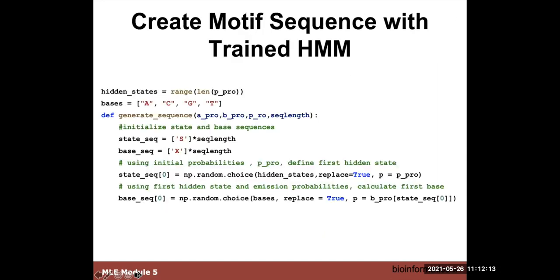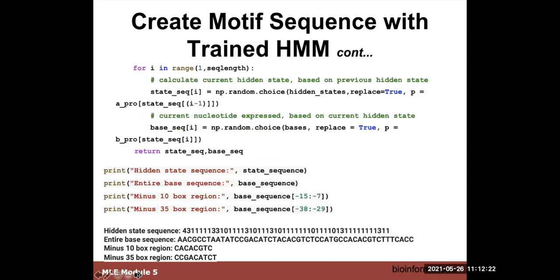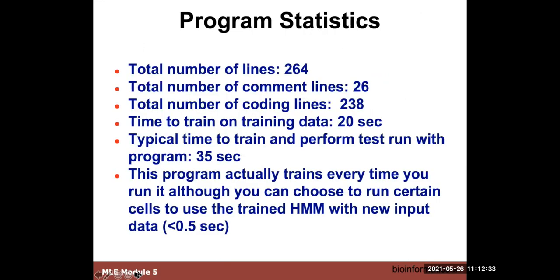Through this, we can still create sequence motifs with this trained hidden Markov model. There's additional code in the program to actually perform that and to propose a minus 10 box and a minus 35 box from a particular sequence. Overall, it's a big program, hundreds of lines long. It takes a long time to train, and it takes a fair bit of time to run.